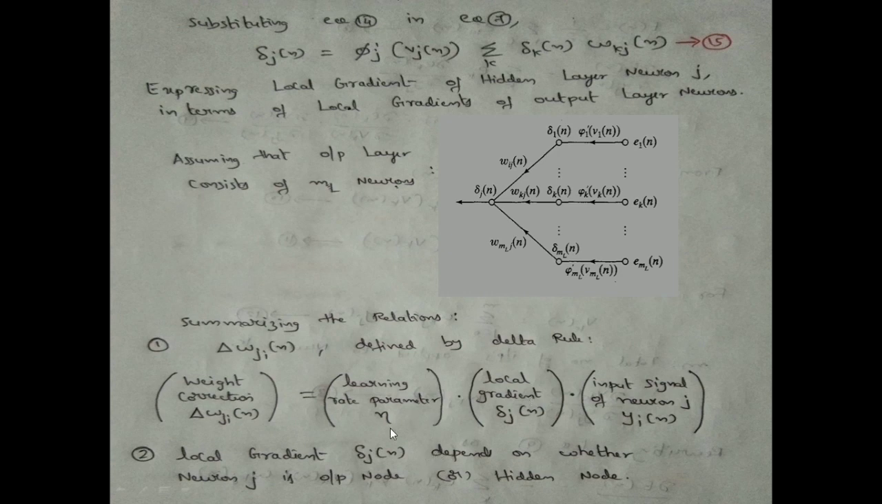But if the neuron j is not the output neuron, that is, it is a hidden neuron, then the local gradient of the hidden neuron delta j(n) can be expressed as follows. So this is all about the back propagation algorithm. Thank you.